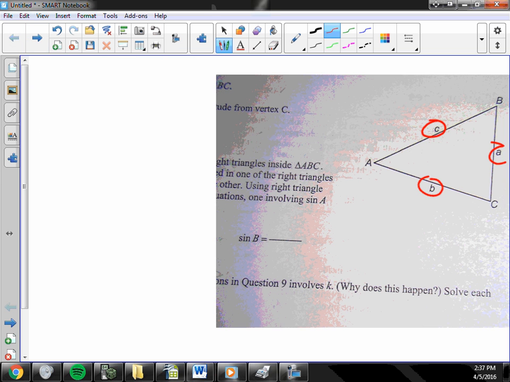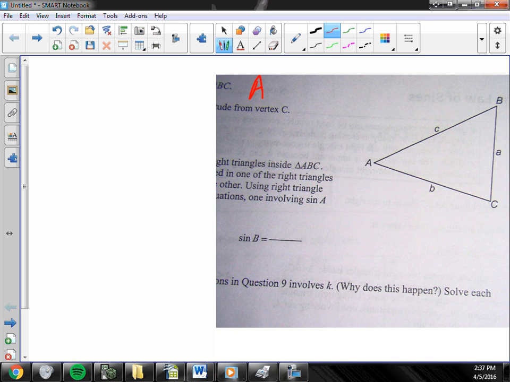Okay? What about angle, side, angle? Angle, side, angle. Is that going to work?